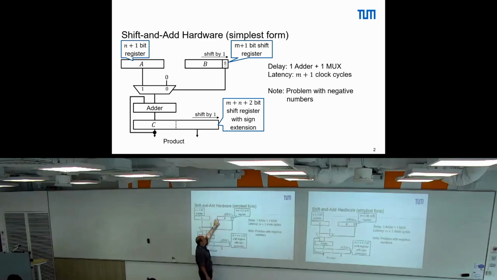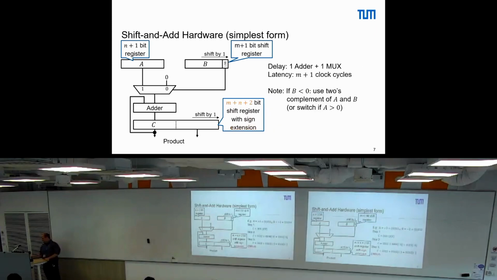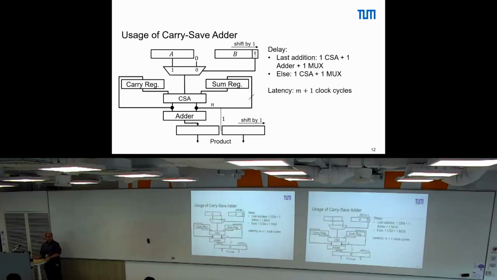So we can either switch, or we can always, if this here is negative, build the 2's complement of these two. And then we have always here a positive number, and if this is positive or negative, it doesn't hurt. So, good. Then we extended this a little bit to the CSA, which is, I would say, more or less straightforward. So the only thing is that now we have the intermediate values here, which are carries and sums, some bits.